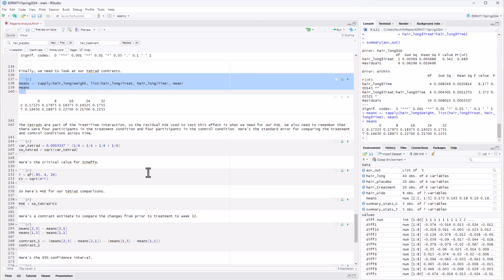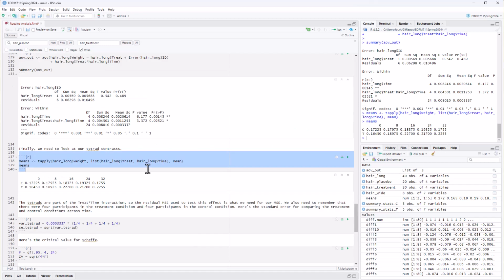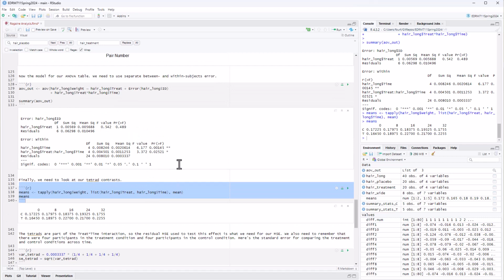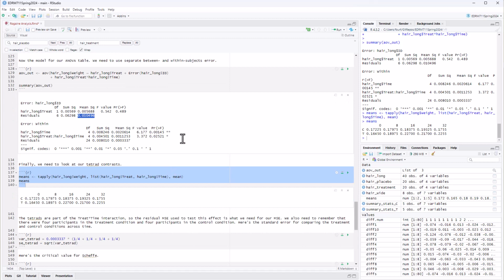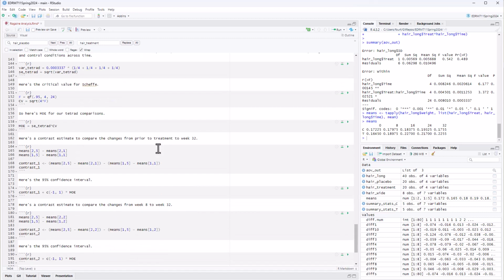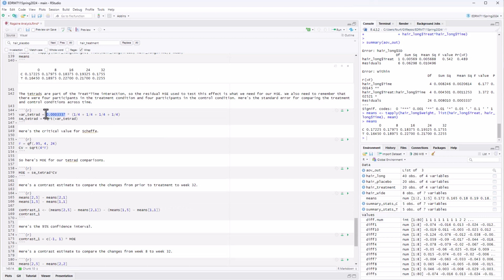So the mean square used to test that omnibus effect is what we need for our mean square for the contrast. So we have a mean square residual up here, but that one is for the treatment. The one for the interaction, remember, is on this line, and the mean square that was used to create that F statistic of 3.4 was this mean square residual. So this was the mean square for the interaction, and this is the mean square in the denominator of the F ratio for the residual. So that 0.003337 is what I need to use when I calculate my variance for my tetrad.